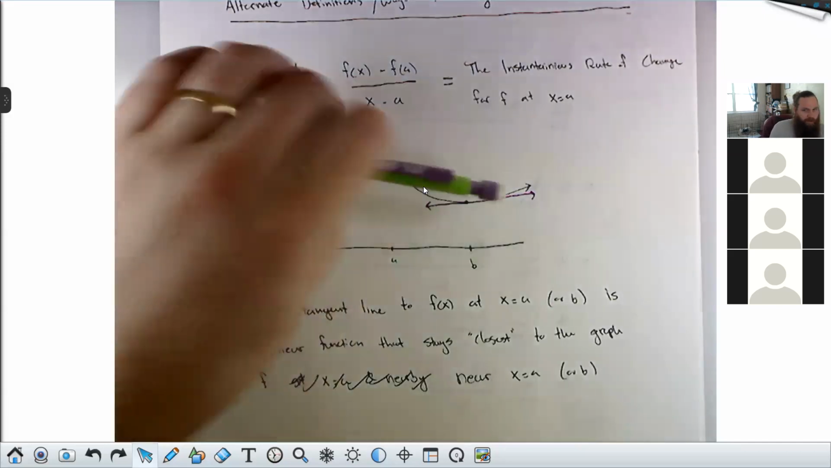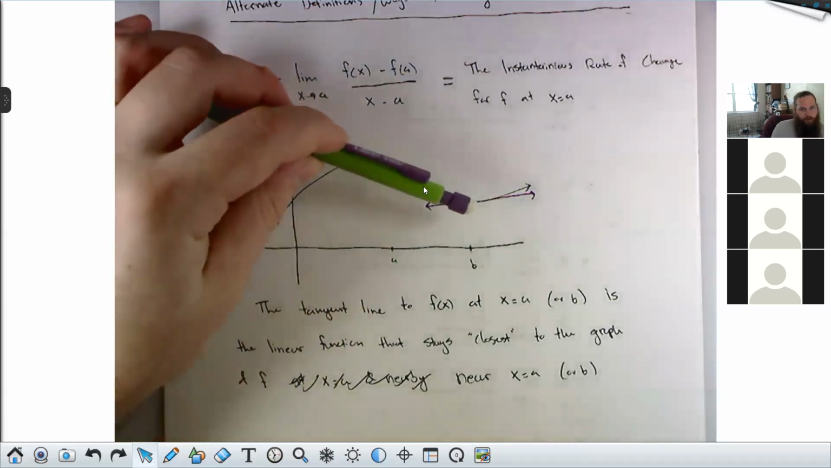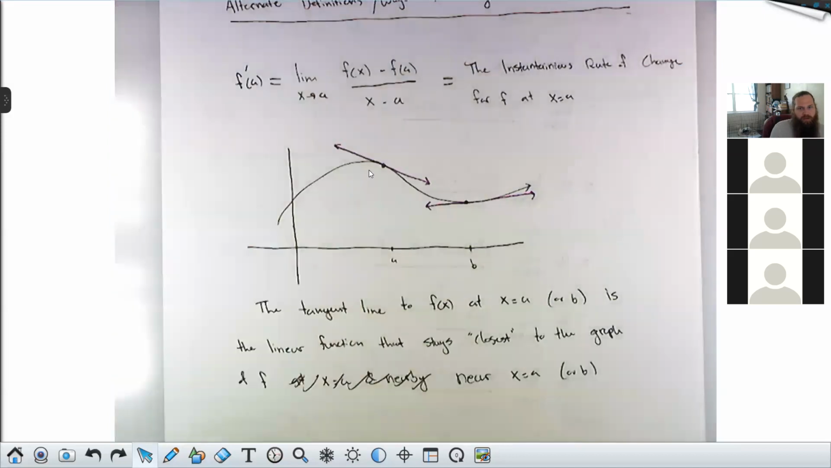If this line right here had any other slope, then it would deviate from the black curve faster than this purple one does. What that means is that this is the best approximation. If I want to find the y value on the black curve over here, but I couldn't for whatever reason because it's hard to calculate, I could find the y value on that tangent line instead.